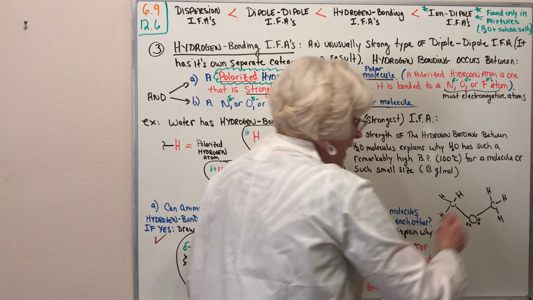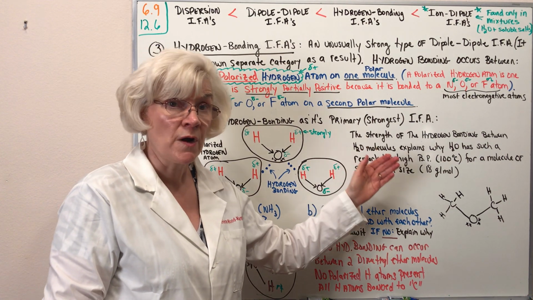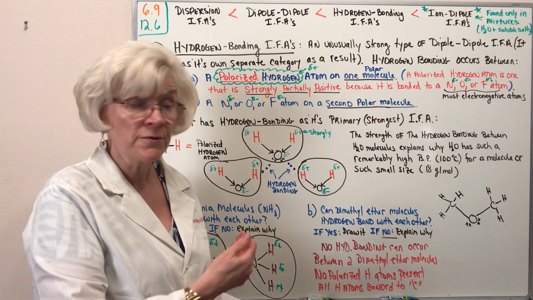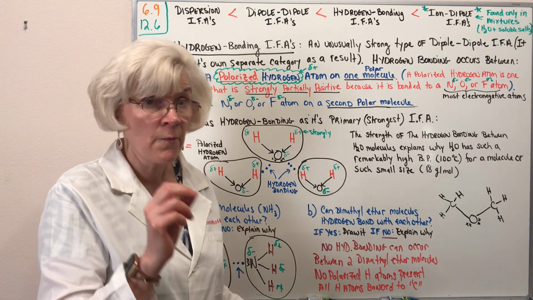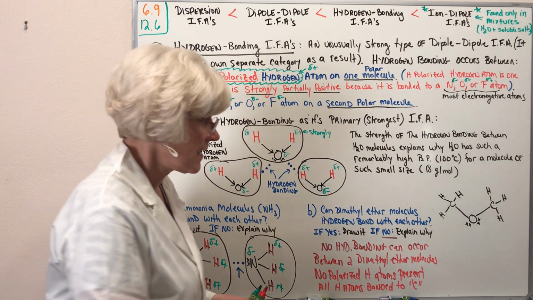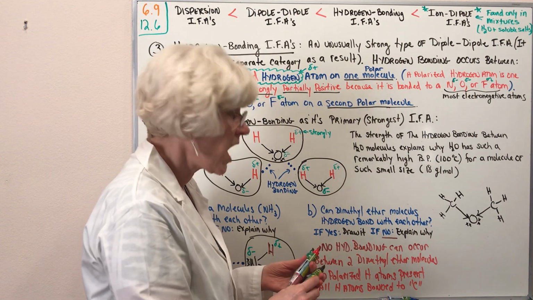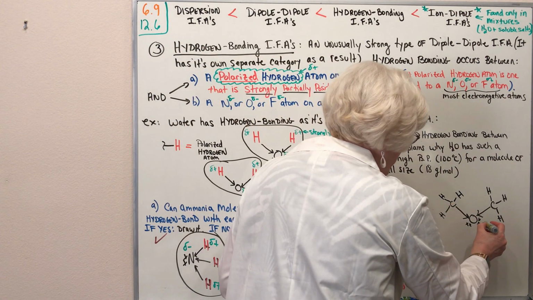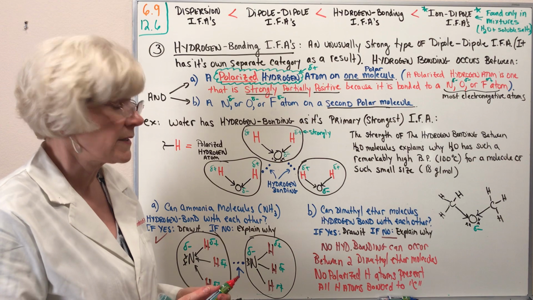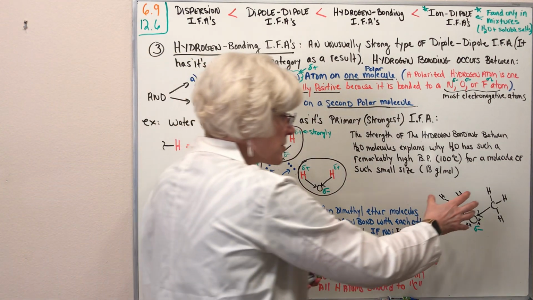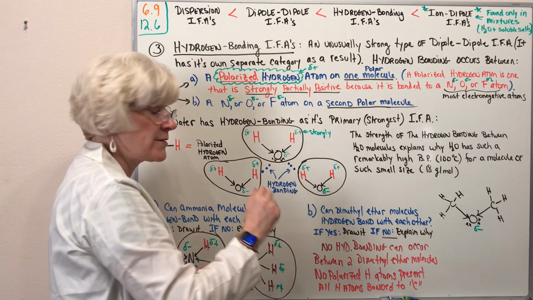So you don't have any strongly partially positive hydrogens that would be interested in trying to hydrogen bond with an oxygen, nitrogen, or fluorine on another molecule. So no polarized hydrogen atoms are present. However, before I finish up this discussion, I do want to mention that I recognize that dimethyl ether does have an oxygen atom, and that bond between carbon and oxygen is a polar covalent bond, so that oxygen atom would be partially negative.